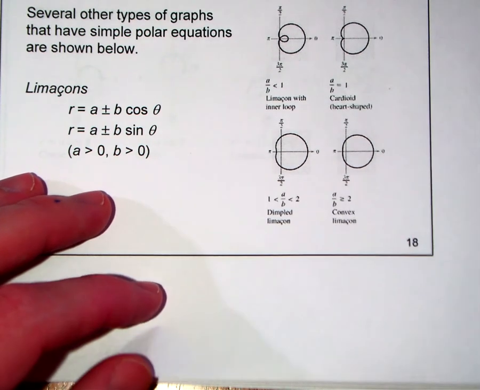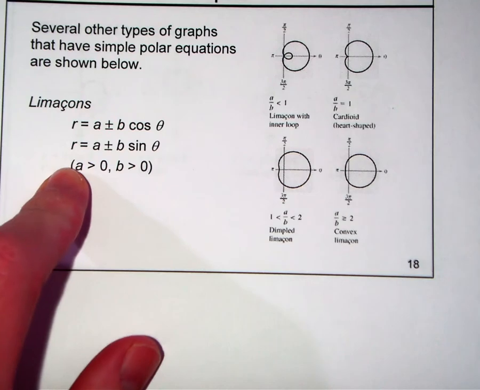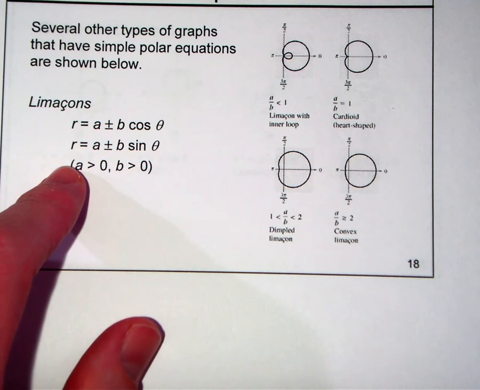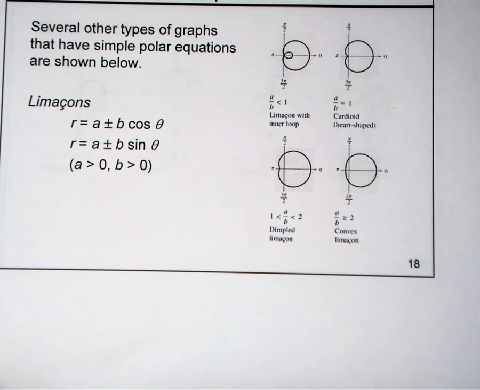Several other types of graphs that have simple polar equations are shown below. We've got limaçons, or limasones.